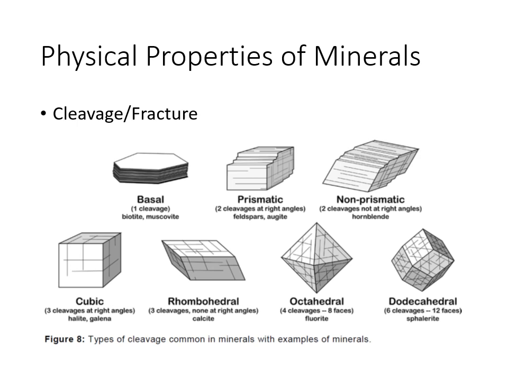These peel off like sheets. You can have prismatic or non-prismatic. This would be whether they're at right angles or not. Cubic, which would be like halite and galena, which form nice little cubes. You have things like calcite, which form rhombohedral cleavage planes. So it looks like a cube that's been squished.